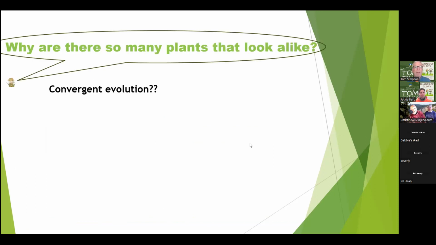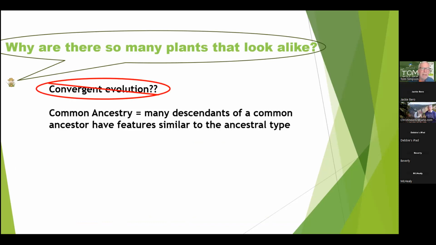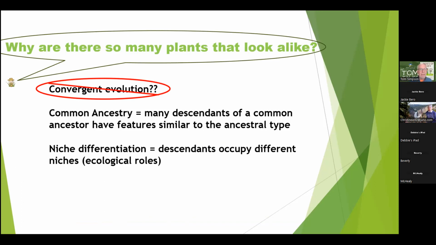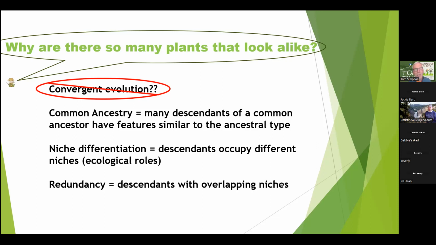So why do we have so many plants that look alike? Well, it could be a lot of things that looked different that evolved to look alike, but that's probably not the case. More likely, you have many descendants of a common ancestor. Then you have differentiation of those descendants that occupy different ecological niches, and sometimes even those niches overlap. So you can walk through a wetland and see many, many plants that are grass-like, but they could be in 2 or 3 or 4 major groups and many, many different species.